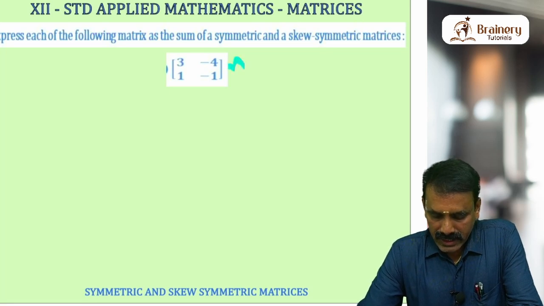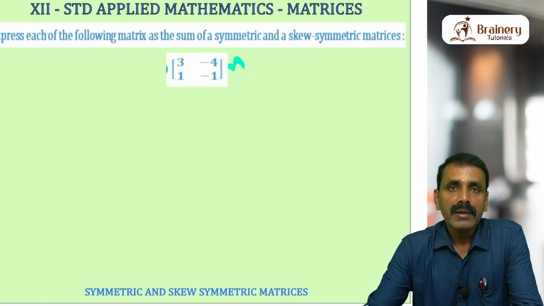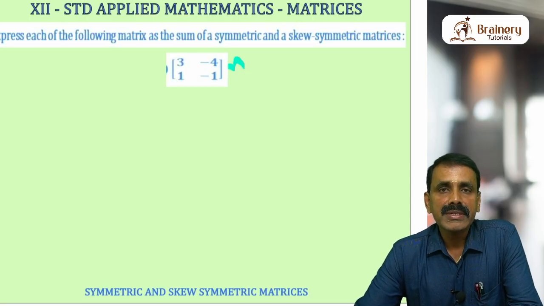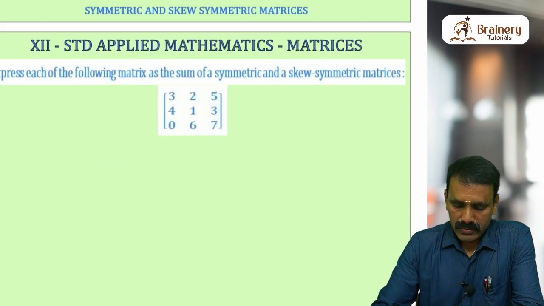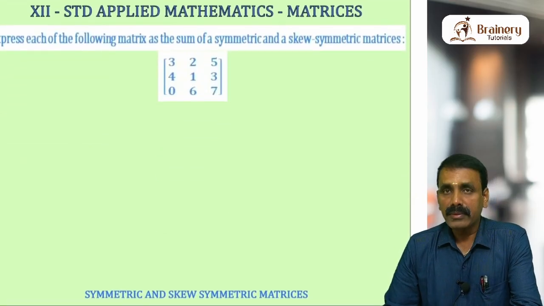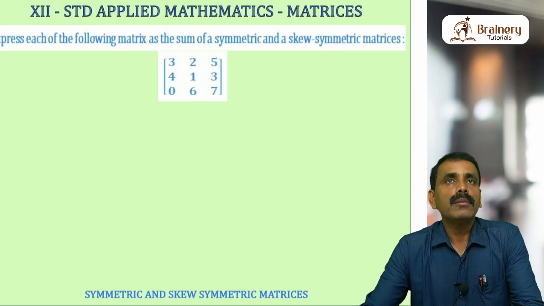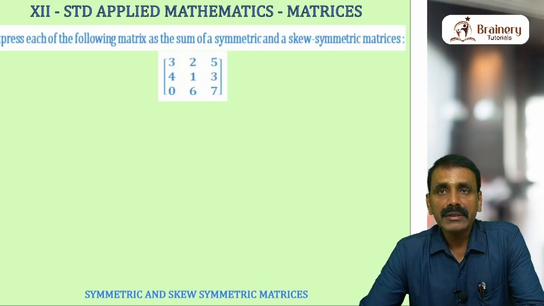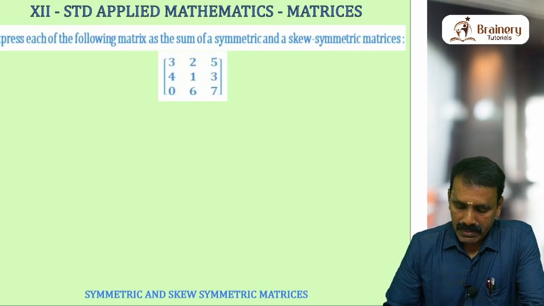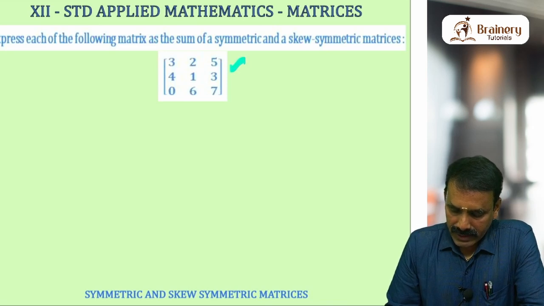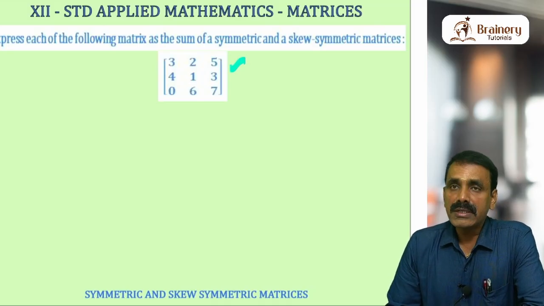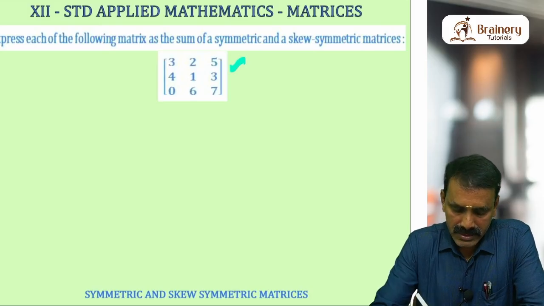Express this matrix 3 minus 4, 1 minus 1. Try to write this one as sum of two matrices. One is symmetric matrix, the other one is skew symmetric matrix. Okay, now we move on to same type of problem, but here it is going to be a 3 by 3 matrix. So same question, express this matrix 3, 2, 5, 4, 1, 3, 0, 6, 7 as sum of a symmetric and skew symmetric matrix. Is it clear?